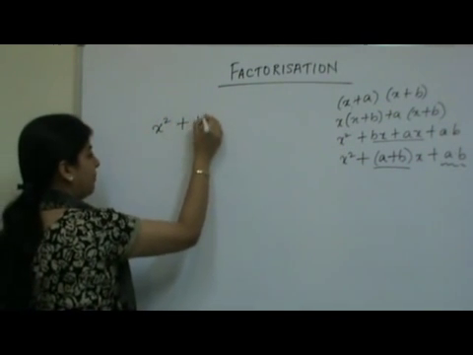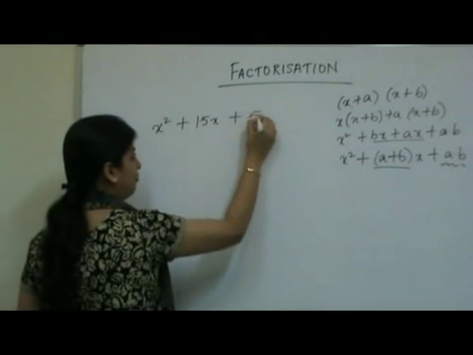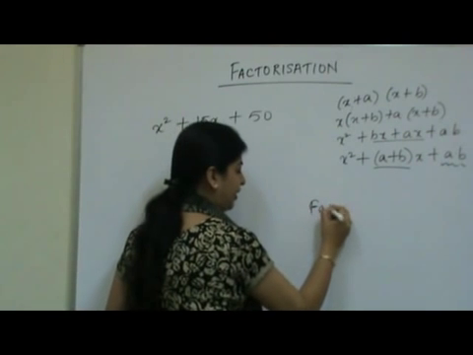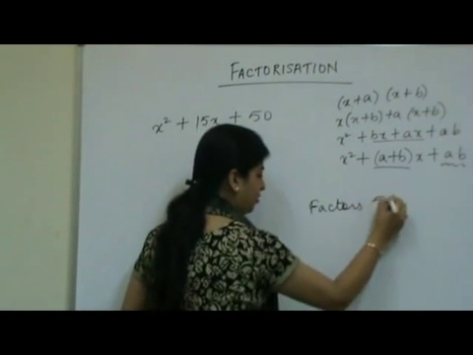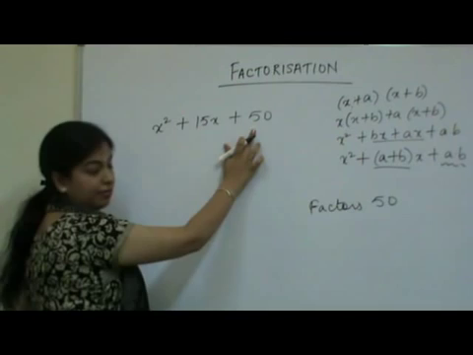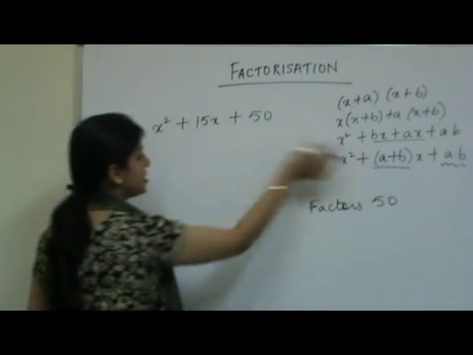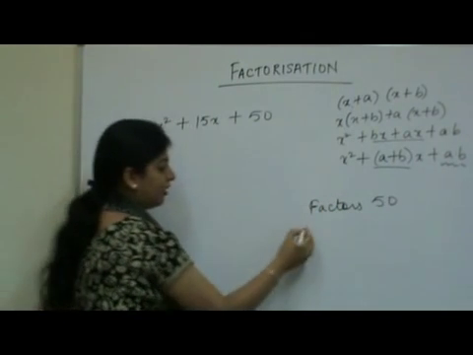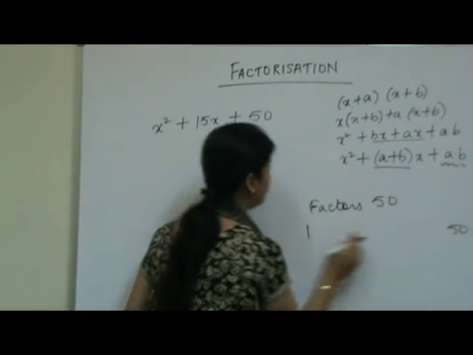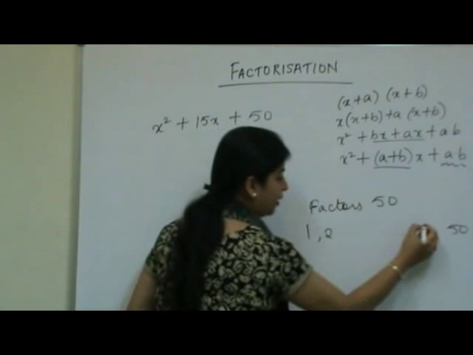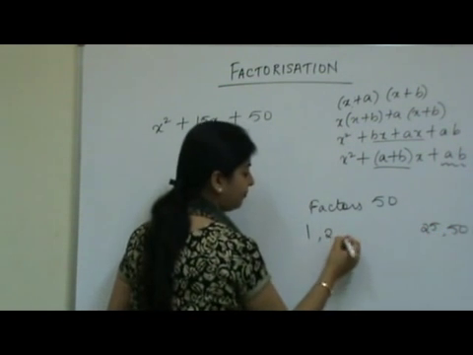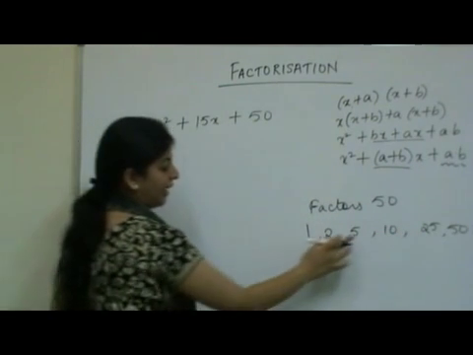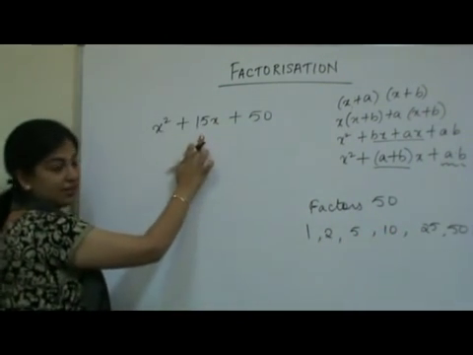x squared plus 15x plus 50. Now let us take the factors of 50, because we need two numbers a and b whose sum should be 15 and whose product should be 50. So 1 into 50 gives you 50. 2 into 25 gives you 50. 5 into 10 gives you 50, and 5 plus 10 also gives us 15.